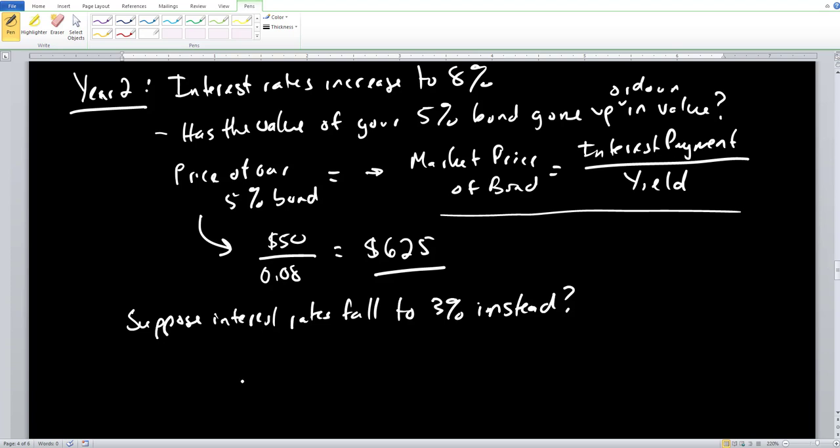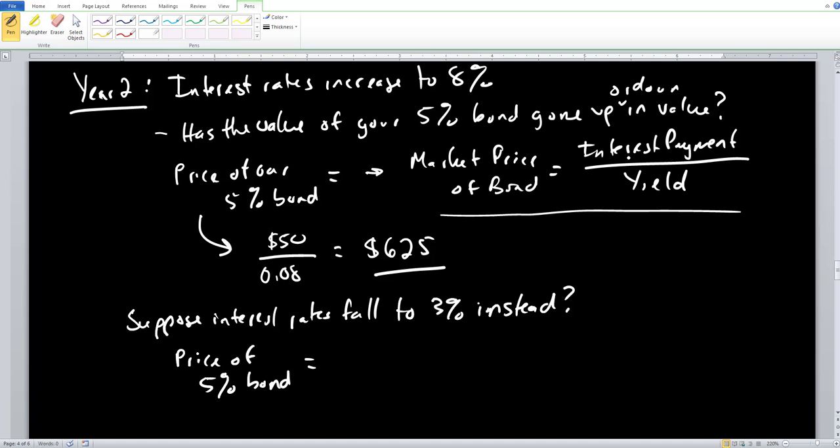Intuitively, the price of your 5% bond should go up in value because we just learned that bond prices and interest rates move in opposite directions. Remember, now all new bonds issued during this particular year are yielding you only 3% or a $30 coupon. So your 5% bond is seen as much, much more attractive, and therefore the price should reflect that.